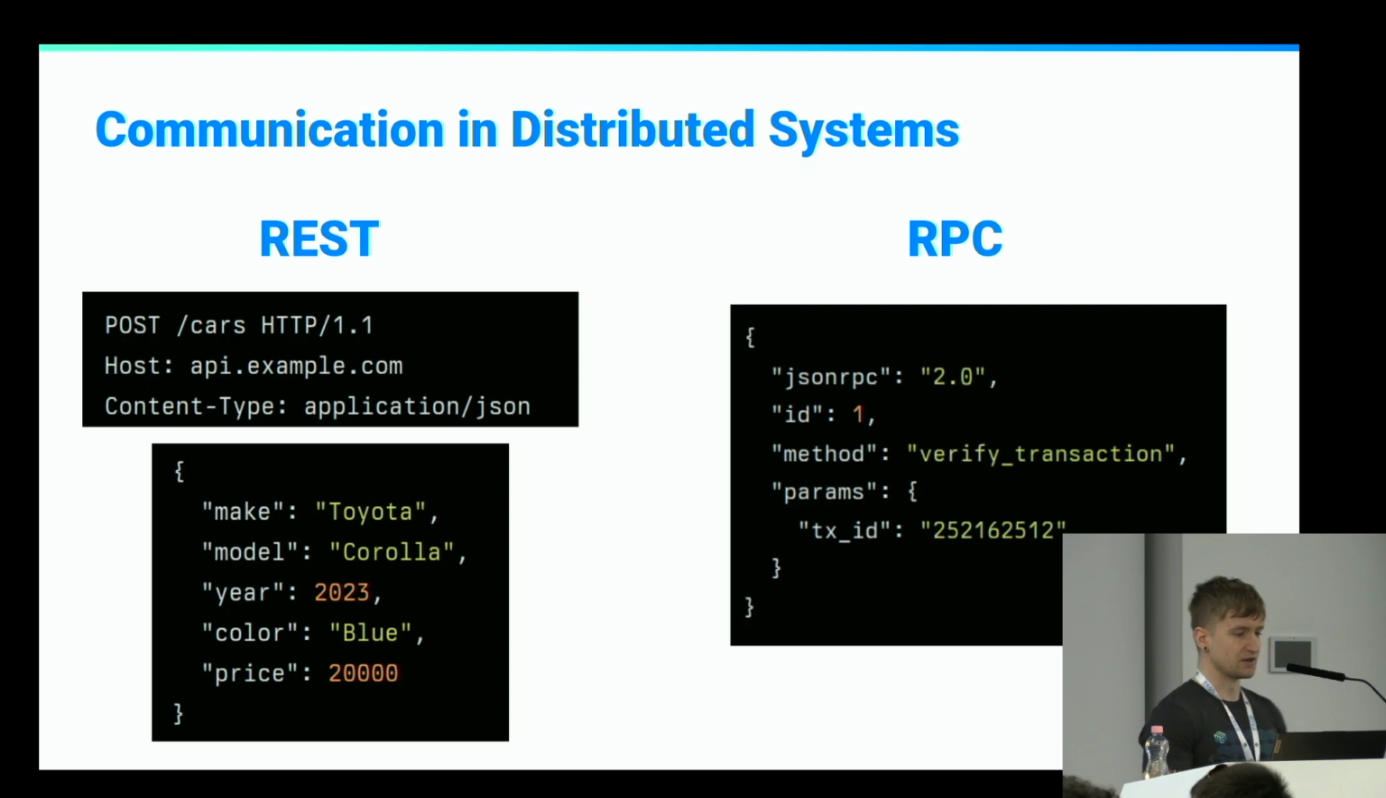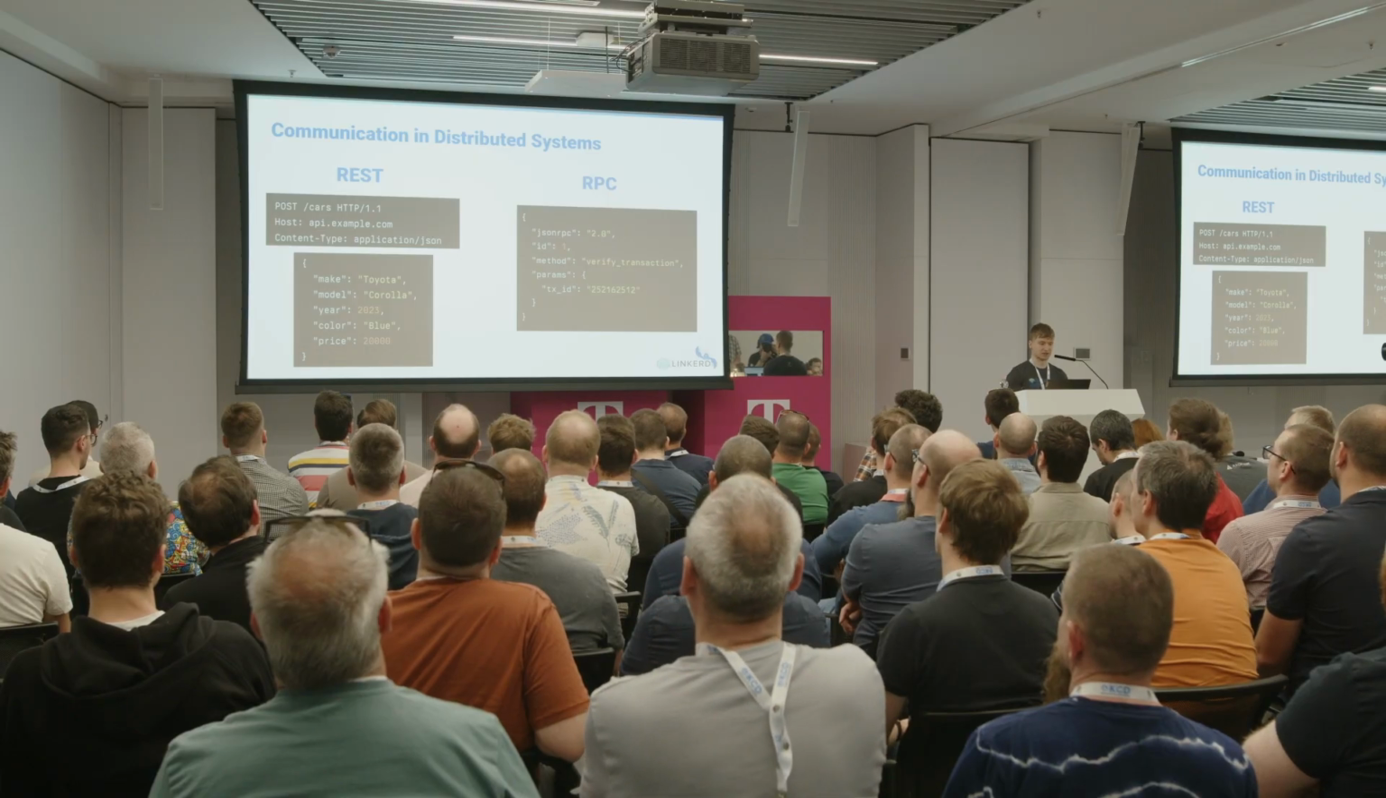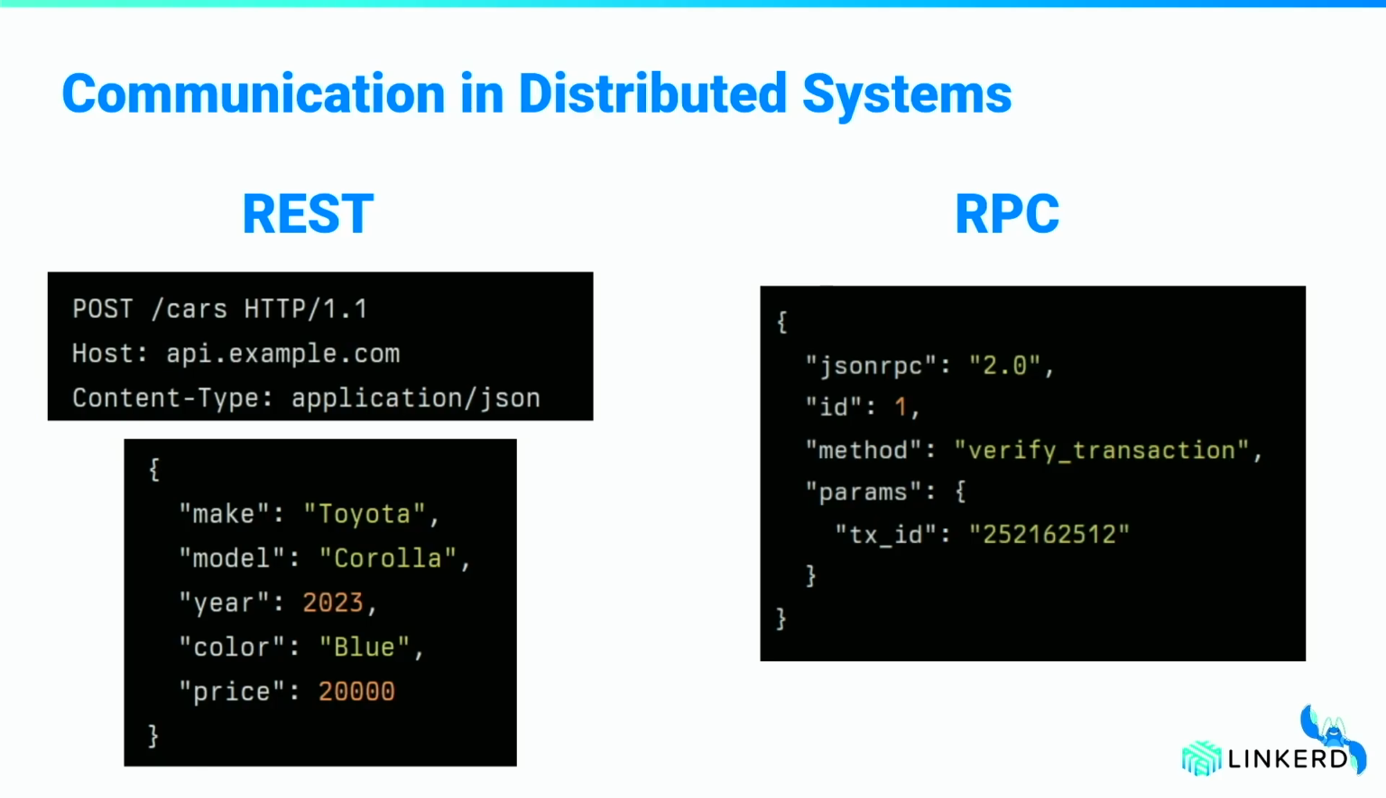So here's an example of what action-oriented and resource-oriented mean. On the left-hand side, we have REST. Let's imagine that we have a backend service with a database. It stores cars. How do you create a car? I guess it's pretty self-explanatory. You send a POST request to the /cars endpoint, and you specify the specifics of the car in the payload: the make, model, year, color, price, and all the other fancy things. And then you have a car in your database.